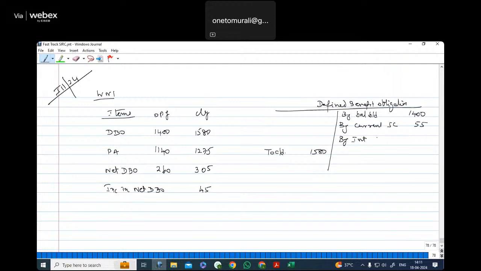By the interest on the net. Now let us just know about what is the interest on the net that you are just getting. Interest is computed at the rate of 8% on. So now let me just take the calculator. Eight on 260 on the opening net benefit obligation.